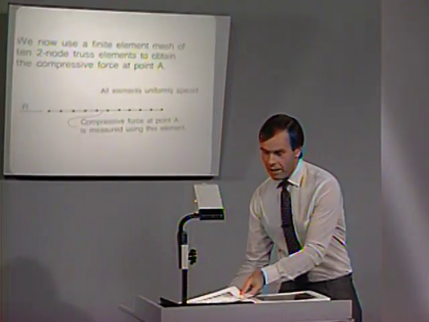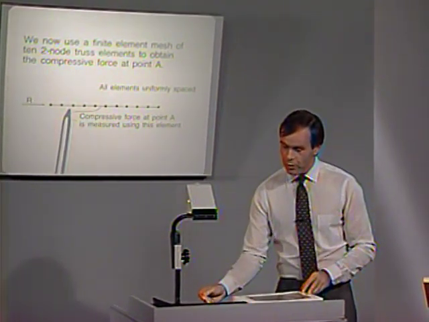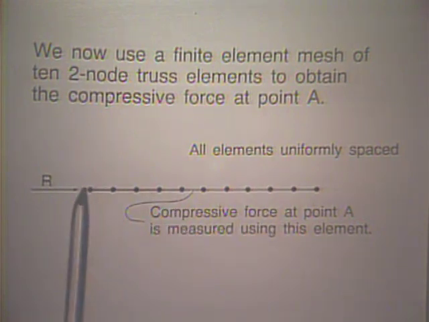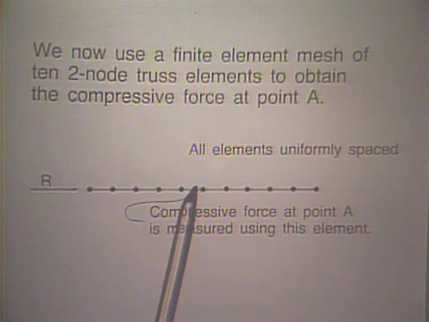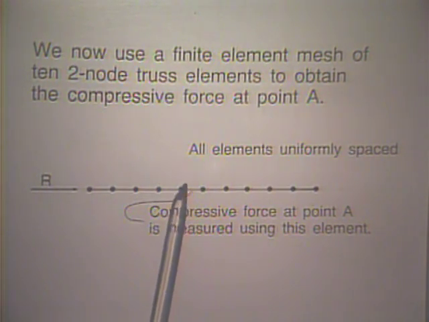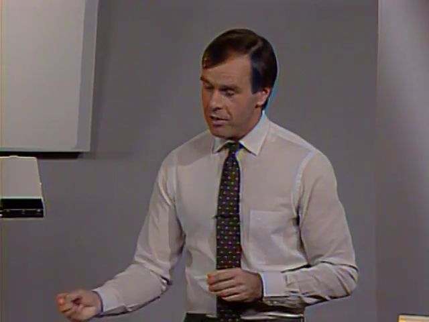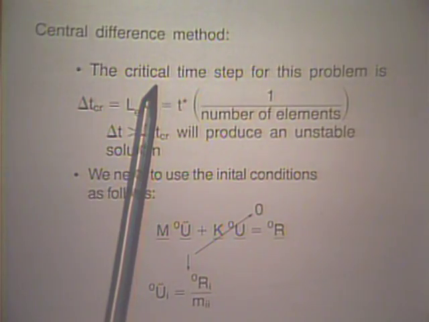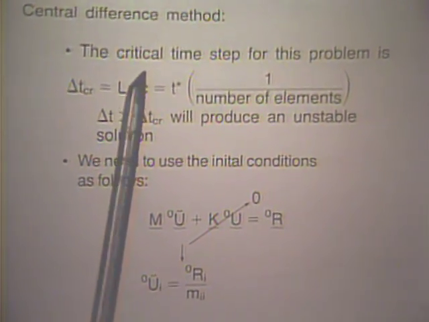For the finite element analysis, we use a mesh of two noded truss elements as shown here, and we measure the force at the midpoint of the total structure by the compressive force in this element. We use in this analysis first the central difference method and recognize that the time step that we use has to be smaller or equal to the critical time step, as we discussed in the previous lecture.